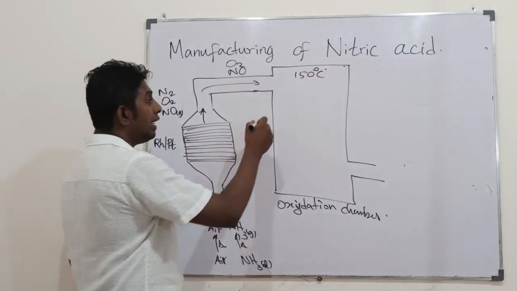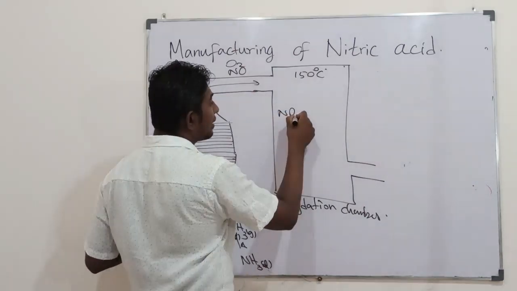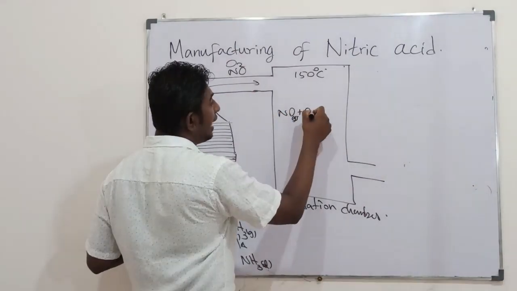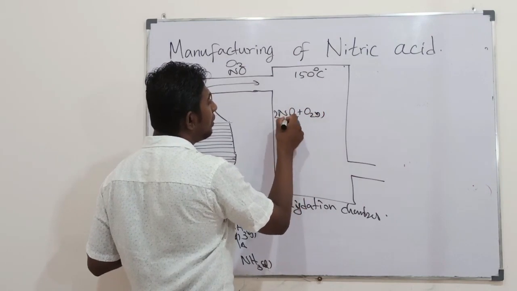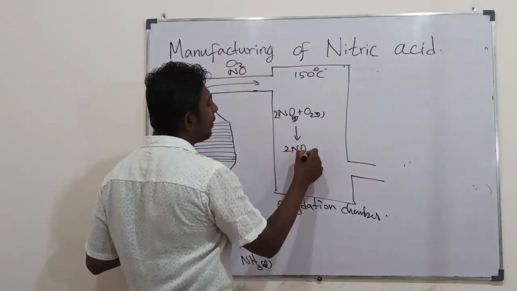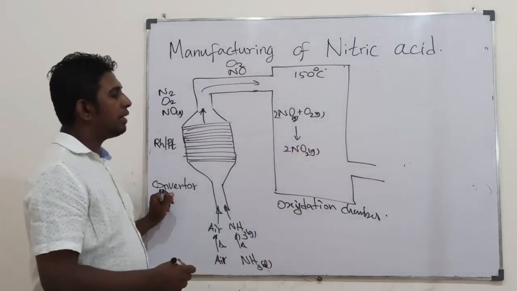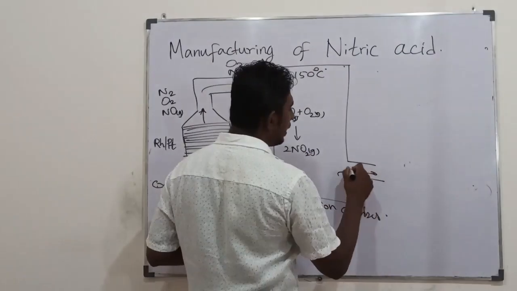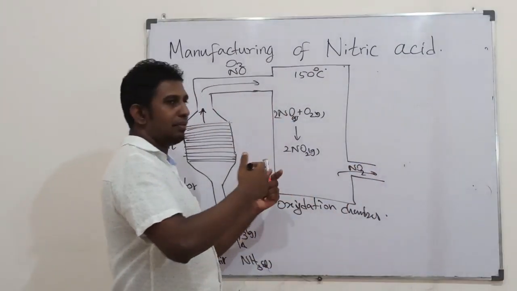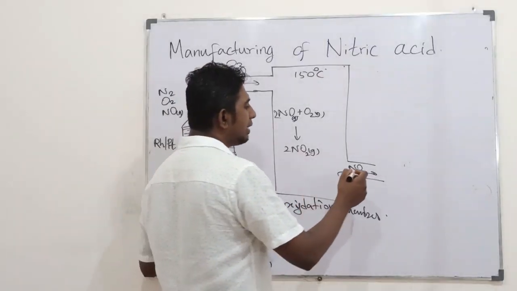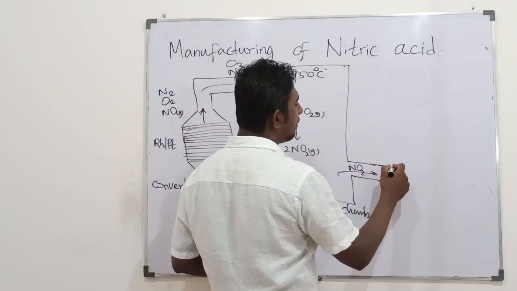So there, the second reaction would take place. NO gas would react with O2 gas, giving you NO2 gas. So that NO2 gas it forms is passed. You let them react for a while. Then you pass that to the next tower.